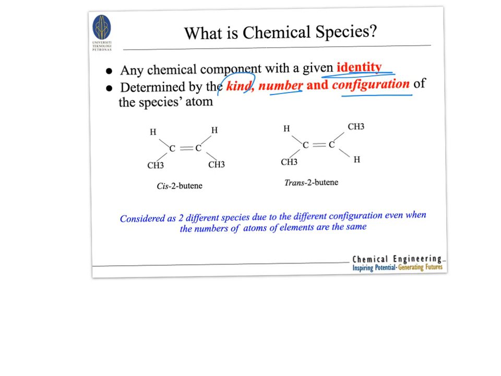For example, here we have cis-2-butene and trans-2-butene. Both have the same number of atoms, which is C4H8. But because of the difference in terms of configuration of the atoms, we consider these as two different chemicals, and they also have different chemical and physical properties.